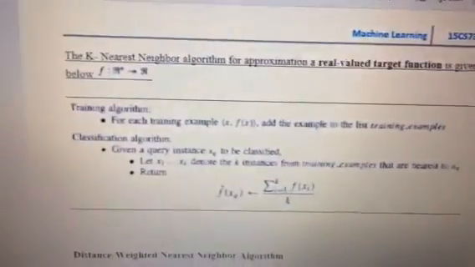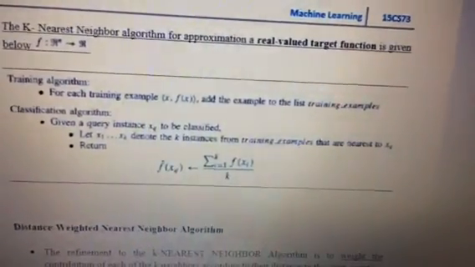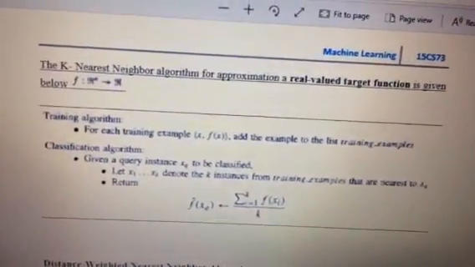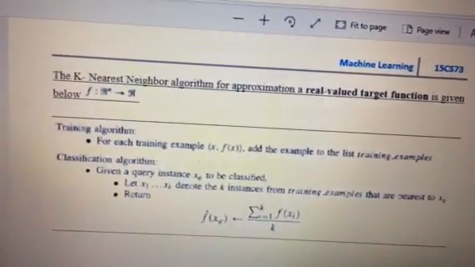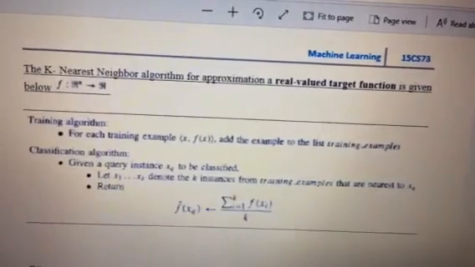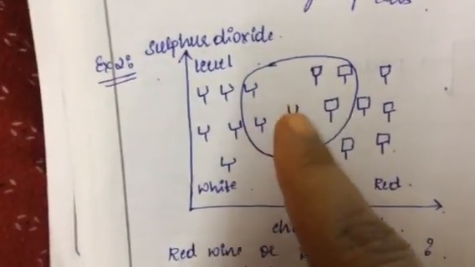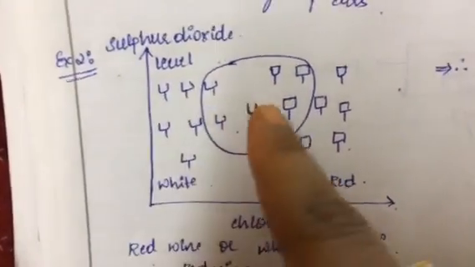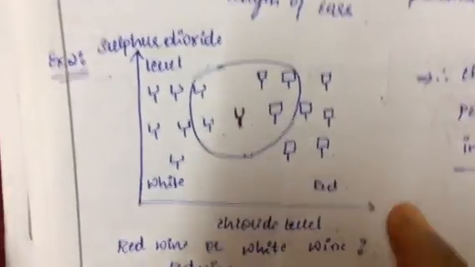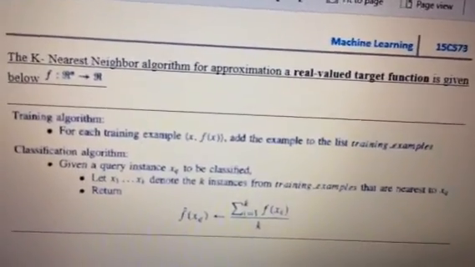So now let's see the classification algorithm. In a classification algorithm, it is mainly based on KNN. Given a query instance XQ to be classified, what is meant by XQ? XQ is my query. So what is a query? In this example, this point is a query point. I want to know whether it belongs to a white wine or a red wine. So that is a query point. XQ here is considered to be a query point and that is to be classified.